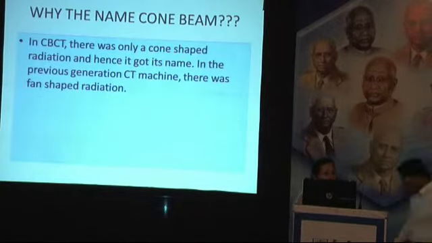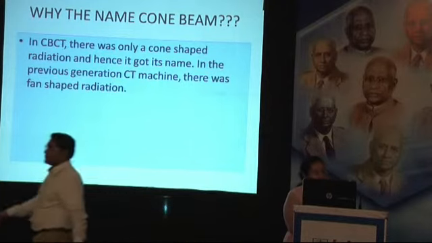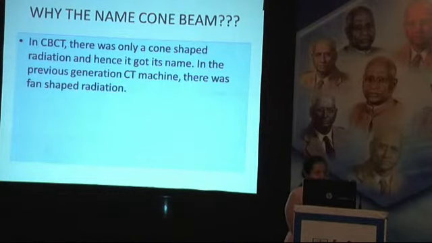A new era in the radiographic field is cone beam computed tomography, which came in 1997 and was brought by Newton in Italy. So why the name cone beam? In CBCT there is a cone-shaped radiation and hence it got its name. In the previous CT machines, there was fan-shaped radiation.